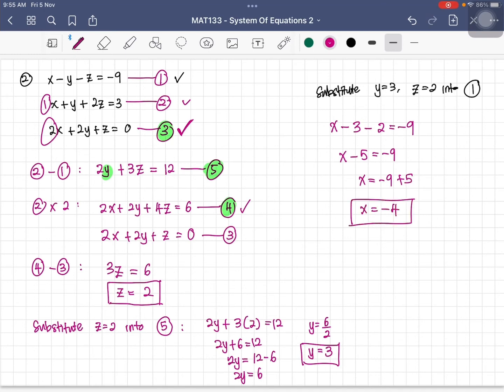So now we have solved these equations, and we obtain the value for x, which is negative 4, y, which is 3, and z, which is equal to 2. So we have solved this one.